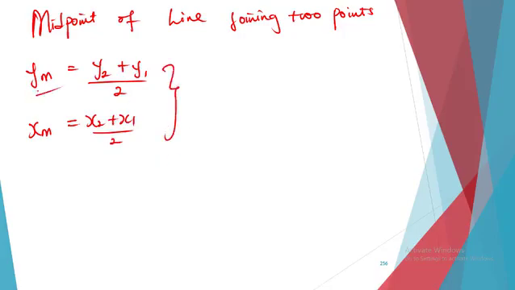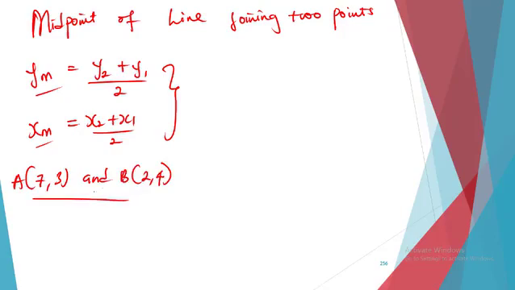This is for y, midpoint of y, and then this is the midpoint of x. So assuming we have A to be 7,3 and B to be 2,4, and we are asked to find the midpoint of these two coordinates, what do we do? We first of all pick that of x. x1 is equal to 7. x2 is equal to 2. y1 is equal to 3. y2 is equal to 4.